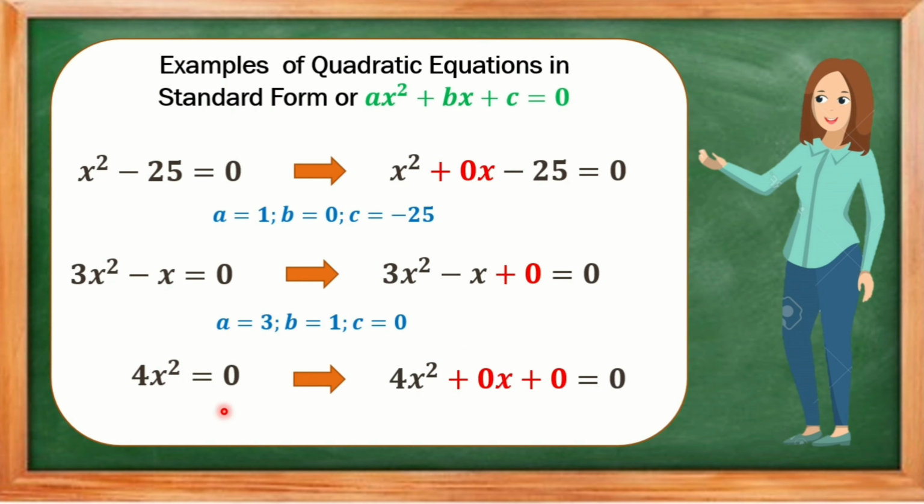So we have 4x squared plus 0x plus 0 is equals to 0. Dahil 0 ang linear at constant term, hindi na kailangan pang isulat ito dito sa ating original equation. Kaya ang value ng a natin is equals to 4, b is 0, and c is equals to 0.